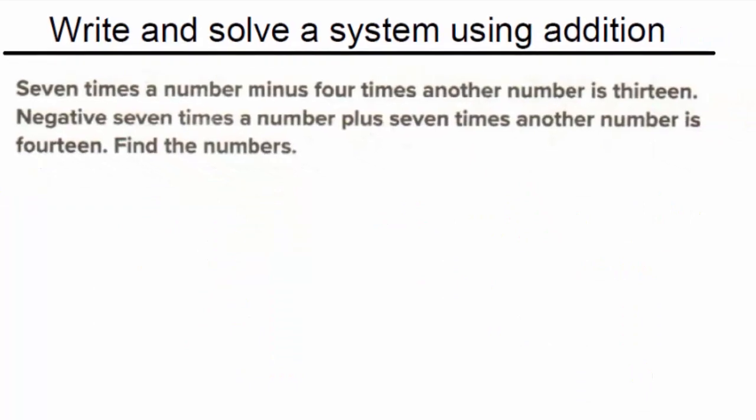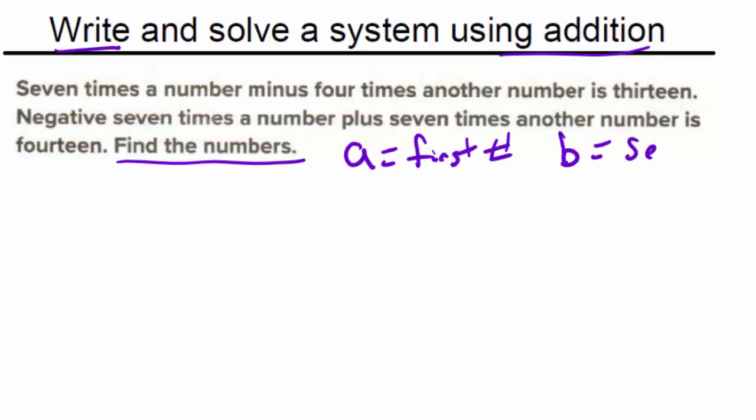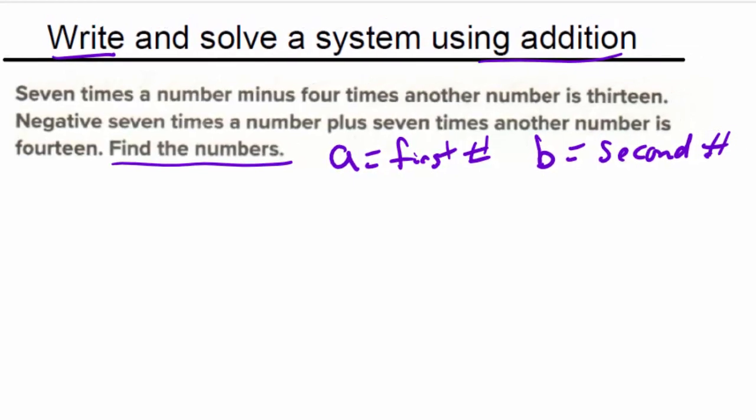All right, and the next example wants to write and solve a system of equations using addition. So I have to write it first, then solve using addition. Okay, so it says 7 times a number minus 4 times another number is 13. Negative 7 times a number plus 7 times another number is 14. Find the numbers. So the first thing I need to do here is identify the numbers. So let's say A equals first number and B equals second number. And you need to get in the habit of identifying your variables.